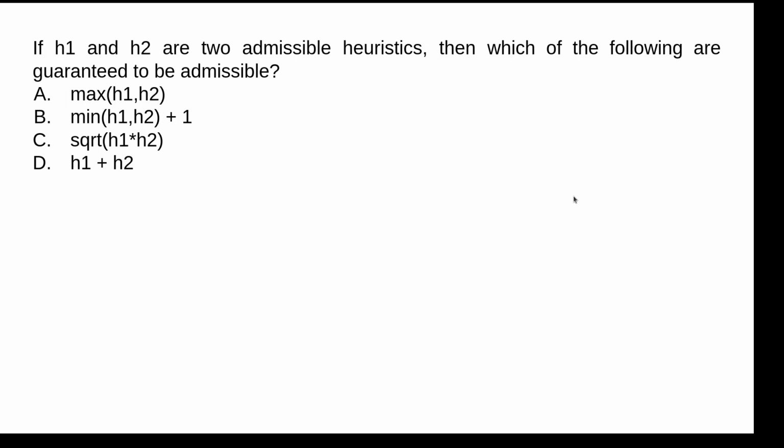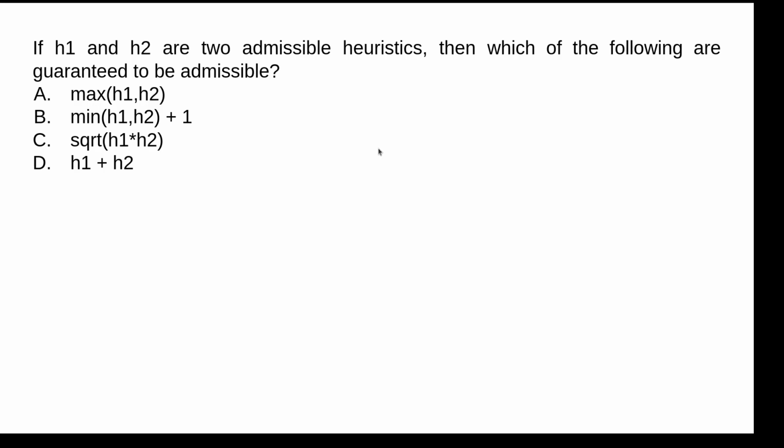So we have H1 and H2. Let's assume H3 is equivalent to max of H1 and H2. Every time you will get either H1 or H2, depending on which is the maximum, right? Either way you get H1 or H2, which is admissible. So H3, which is the max of H1 and H2, would again be admissible. So option A would be correct.